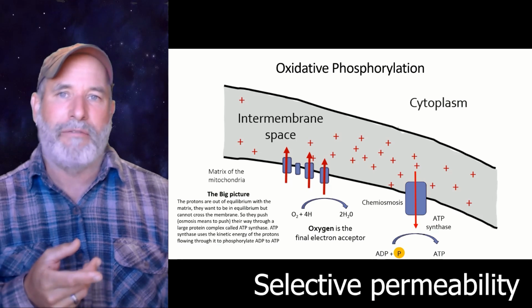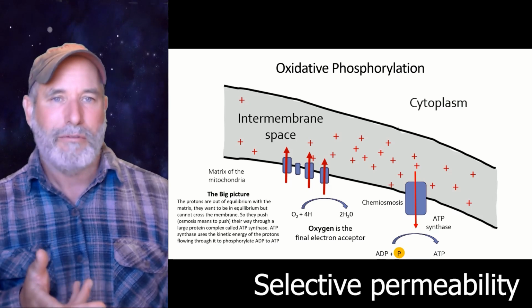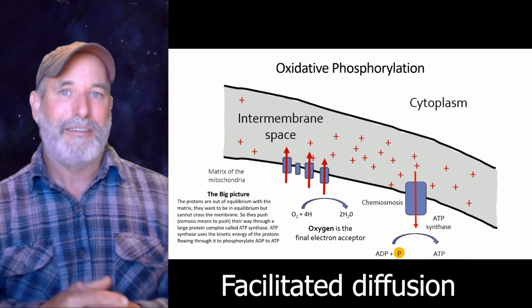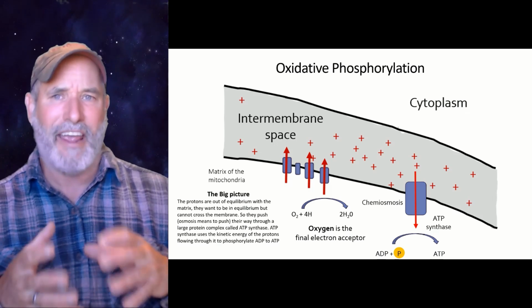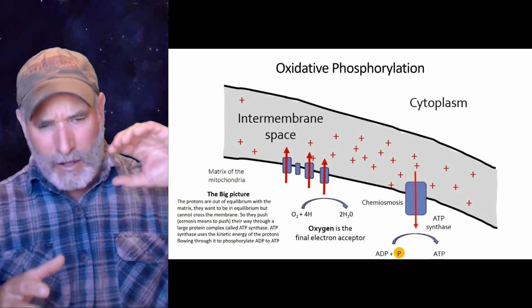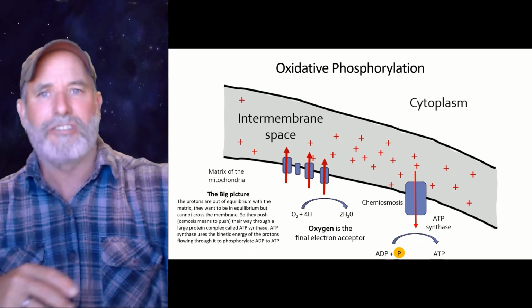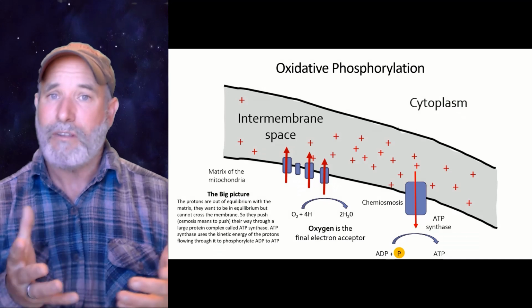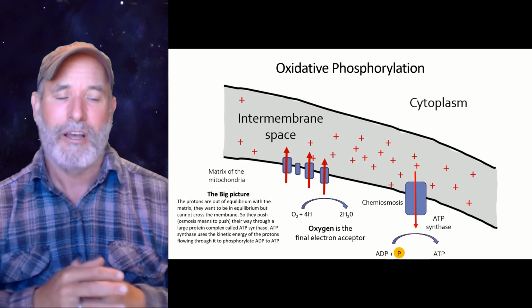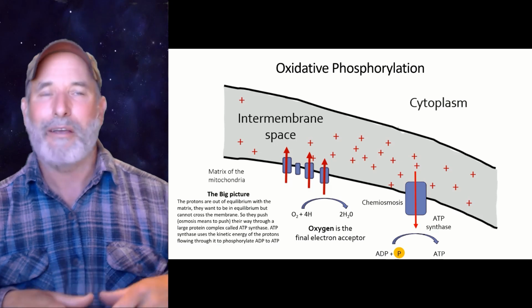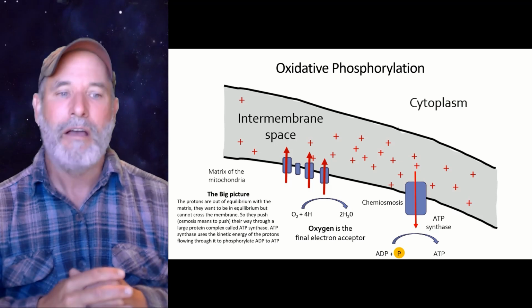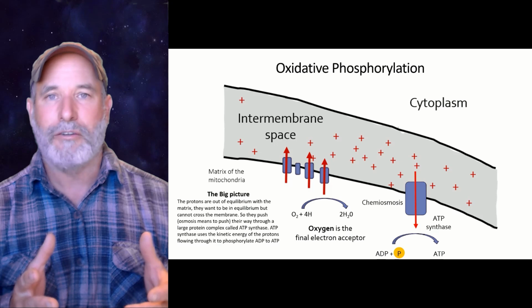They can't cross the membrane very easily, so they flow through the ATP synthase. In fact, they're like pushing through. Just think of water behind a dam, right? As water gets stockpiled behind the dam, it pushes its way through. That's chemiosmosis, right? So as it pushes its way through the ATP synthase, sounds like facilitated diffusion here, the cell can harness that to do work.